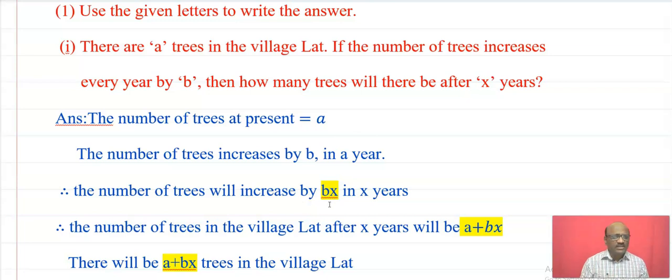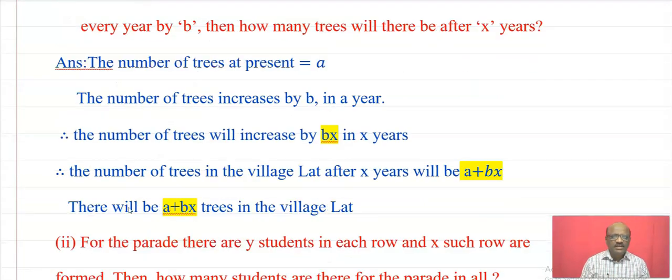b into x, that is bx. Therefore the number of the trees in the village lot after x years will be a plus bx.